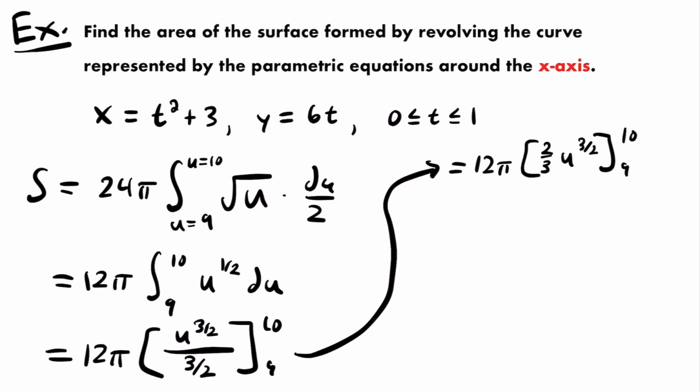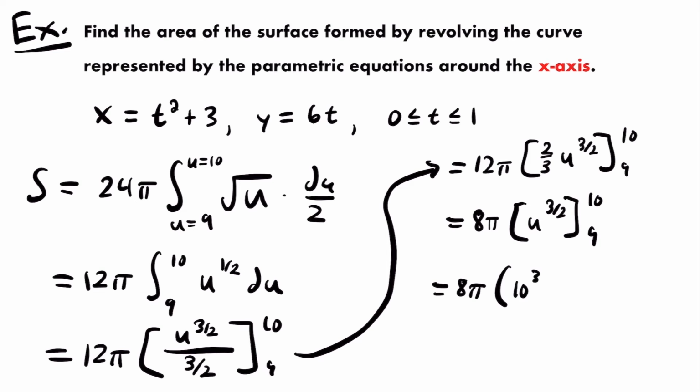So we'll have 12 pi times 2/3. That will be equal to 24 pi divided by 3, right? 12 times 2 is 24. And then we still have pi in the numerator and 3 in the denominator. But 24 divided by 3 is 8. So really, we can rewrite 24 pi divided by 3 to be 8 pi. And that will be multiplied by u to the 3/2 power, evaluated from 9 to 10. Okay, so now let's evaluate this at 10 and subtract the evaluation at 9. This will be equal to 8 pi times 10 to the 3/2 power minus 9 to the 3/2 power.